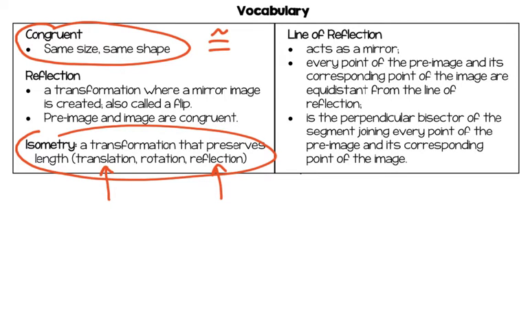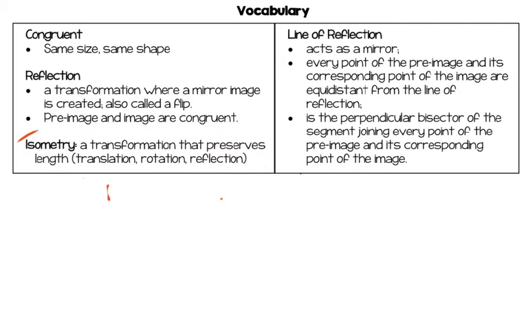A reflection is also known as a flip. If you think about a pancake flipping, that's what it is. So if you've got something like this and you flip it, it's going to be like a mirror image. It does preserve the congruence.